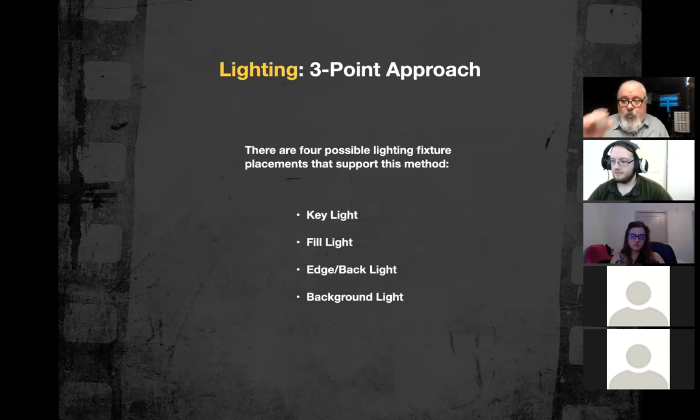Okay, the last light we might talk about is a light for the background exclusively. That light is directed away from the subject and away from the camera and lights something deep in the background to give a little detail back there, but nothing that distracts us from what's going on here, right?